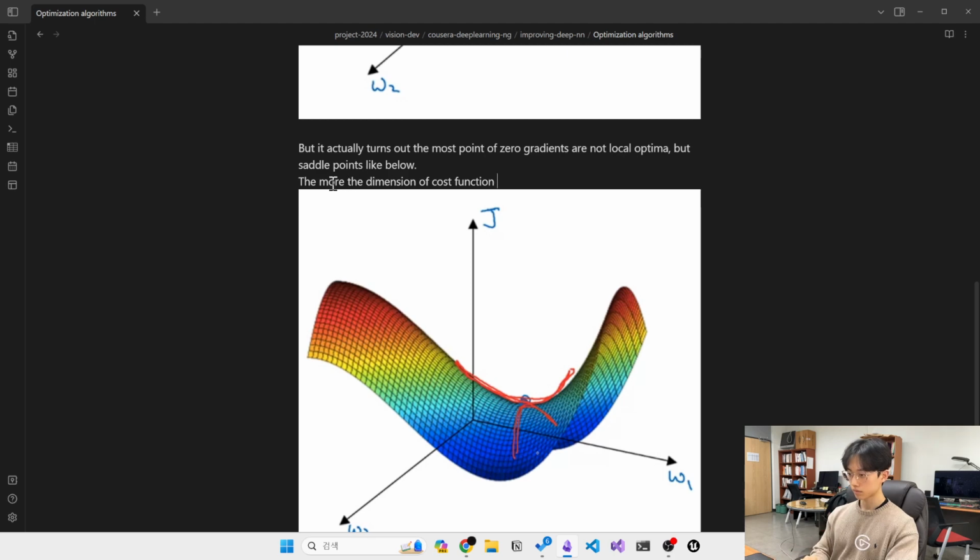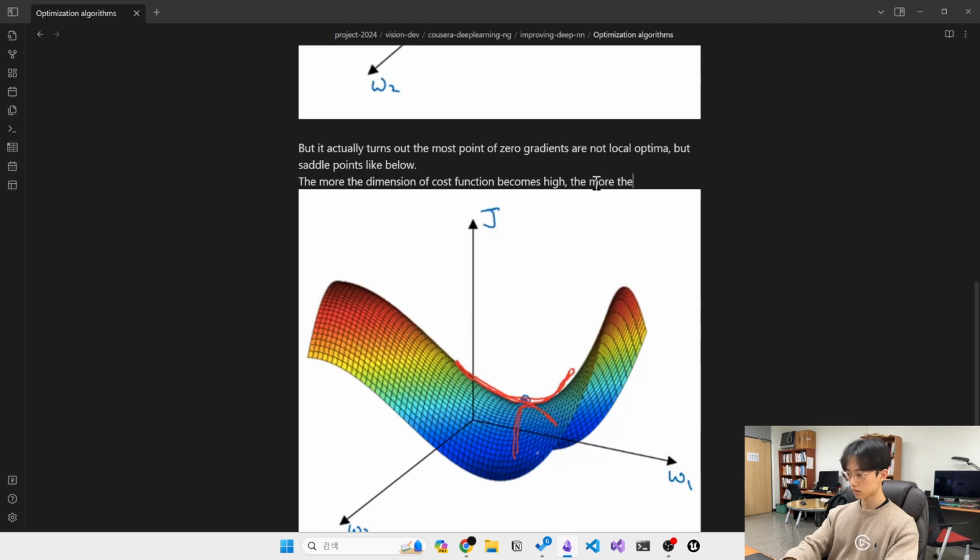But informally, in a function of very high dimensional space, if the gradient is zero, then in each direction it can either be a convex-like function or a concave-like function. And if you're in, say, a 20,000 dimensional space, then for it to be a local optima, all 20,000 directions need to look like this. And so the chance of that happening is maybe very small, maybe 2 to the minus 20,000.